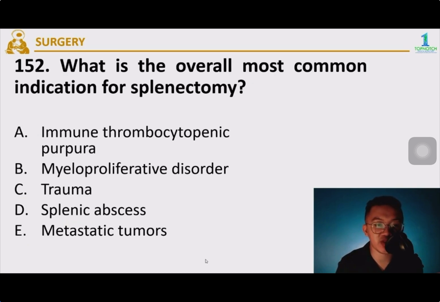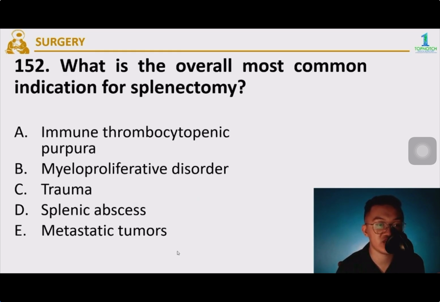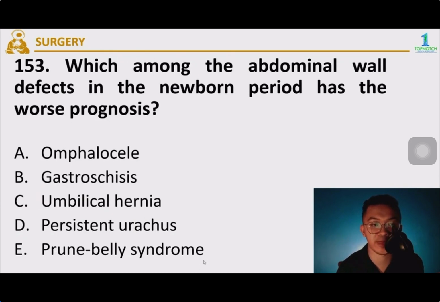152, what is the overall most common indication for splenectomy? The most common indication for splenectomy is trauma to the spleen, whether external or iatrogenic. So 152 is letter C. Others are just indications also for splenectomy. However, the most common is your trauma.